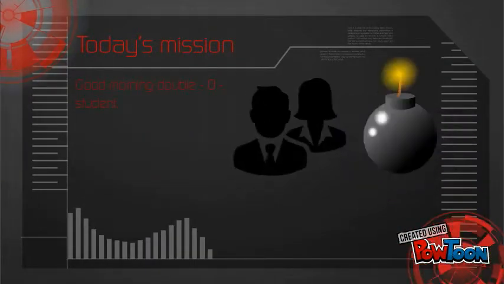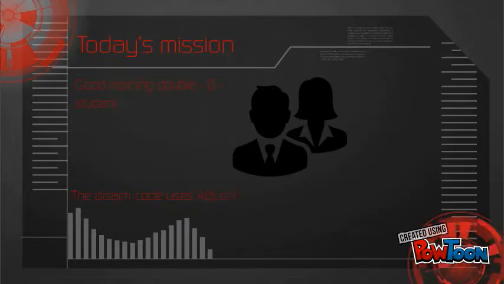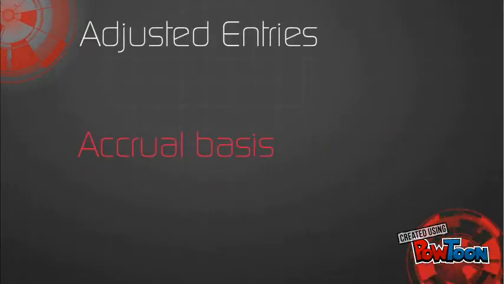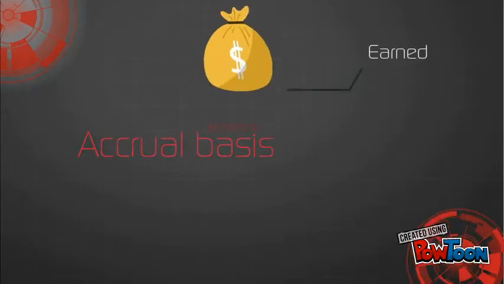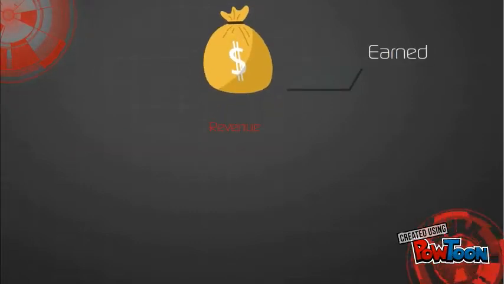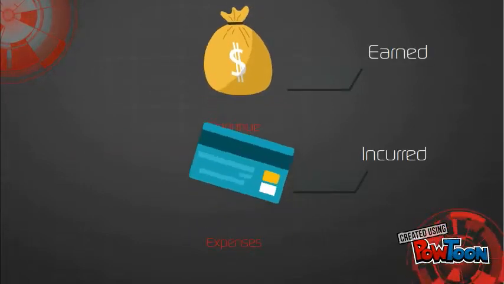Your mission is to disarm a bomb planted by the anarchist group, Anarchists Counting. In order to do so, you will need to know about adjusted journal entries. Adjusted entries are required under the accrual basis of accounting. Remember that the accrual basis of accounting records revenues when they are earned and records expenses when they are incurred.